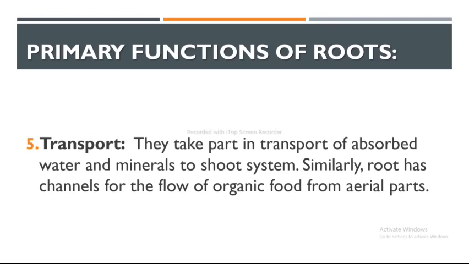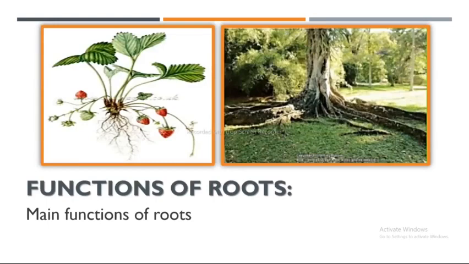Fifth is transport. They take part in transport of absorbed water and minerals to the shoot system. Similarly, root has channels for the flow of organic food from the aerial parts. So, these are the functions of the roots. The main functions of the roots are transport, anchorage, and absorption of water and minerals from the soil, and it also provides mechanical support to the plant as shown in the figure.